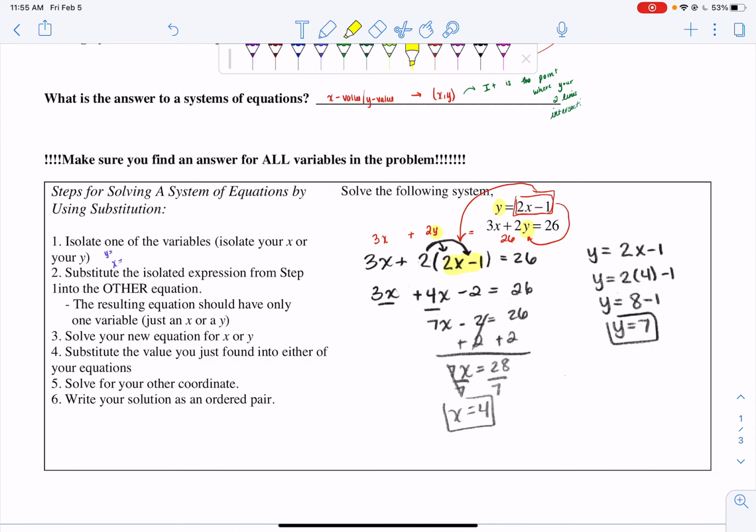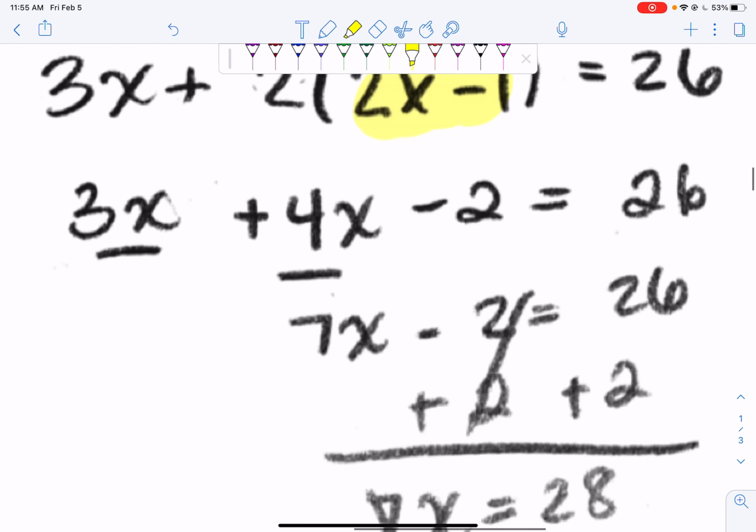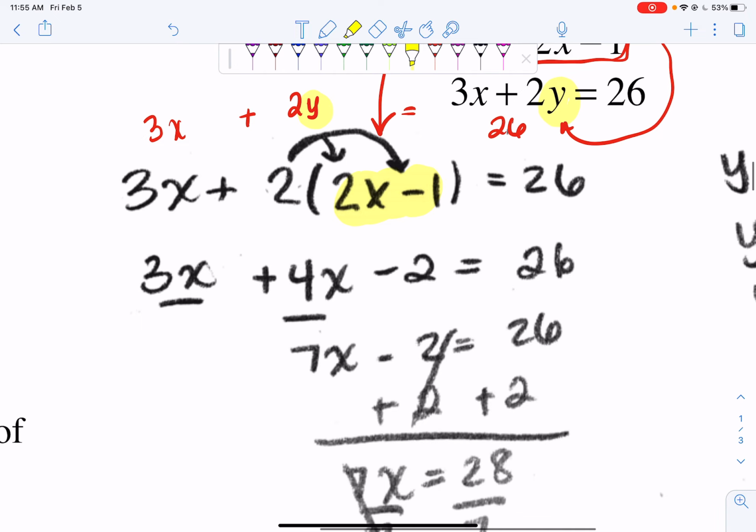Now that I have a 2x minus 1 in parentheses and a number attached to it, what we're going to do is solve this new equation for x or y. In this case, it's x, since everything's in terms of x. We distribute our 2 to both terms. 2 times 2x is 4x, and 2 times the negative 1 is a negative 2, so I have 3x plus 4x minus 2 equals 26.